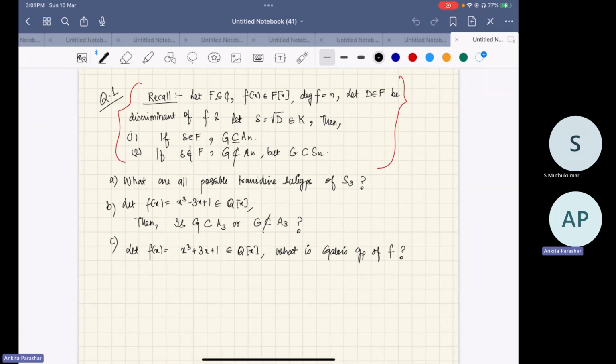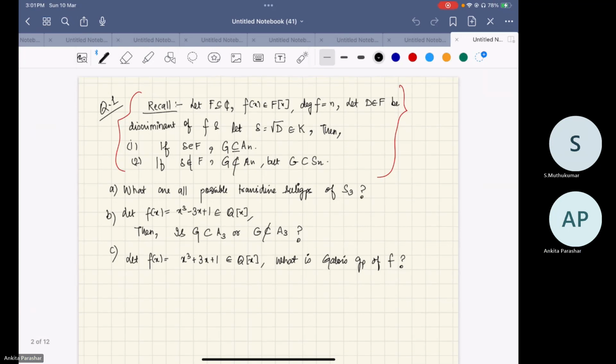Yeah, so I might be repeating some of the questions which I feel are important and should be discussed maybe once or twice. As you can see, in question one we will first recall some result, and based on that result, we will try to solve some questions.